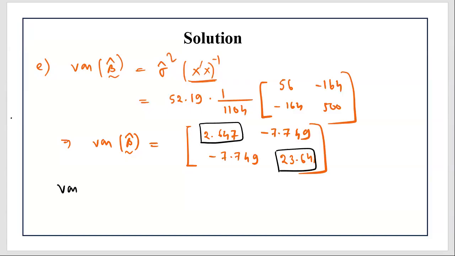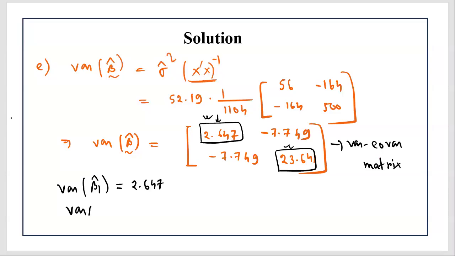So the first diagonal element represents the variance of beta 1 cap. Only the variance of beta 1 cap. This is simply 2.647, which is this. This is the Var-Covar matrix. And in the Var-Covar matrix, the diagonal elements, namely this element and this element, will represent the variances of the parameters that are present in your model. So here, this element represents the variance of the first parameter, which is beta 1 cap, which is 2.647. Second is the variance of beta 2 cap, which is given by this diagonal element.